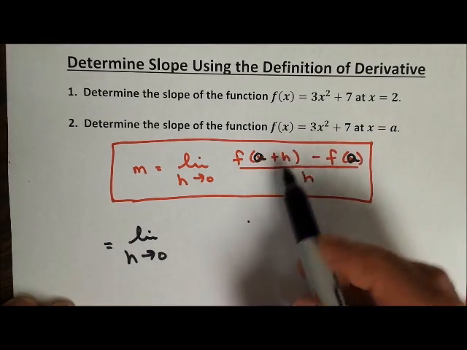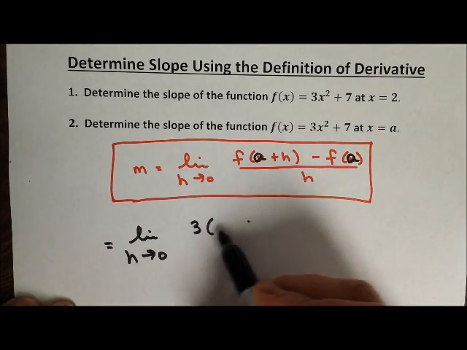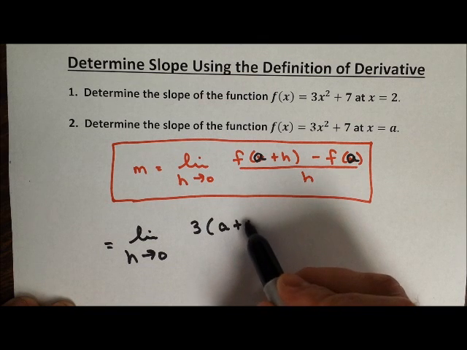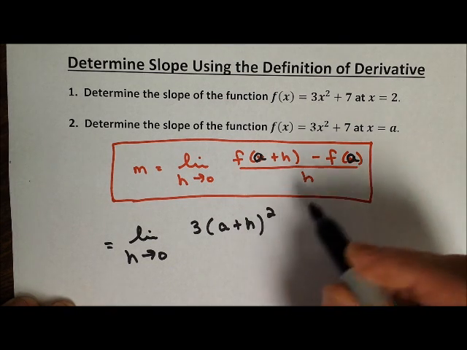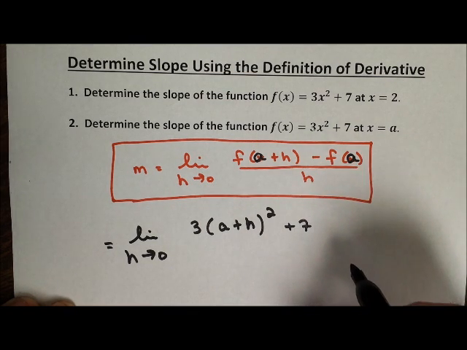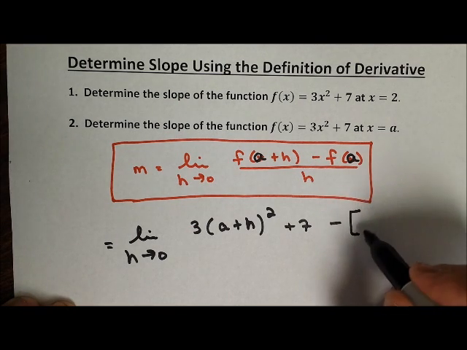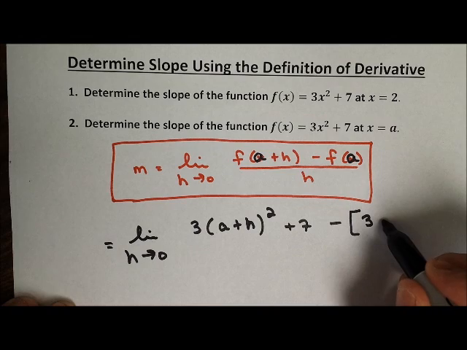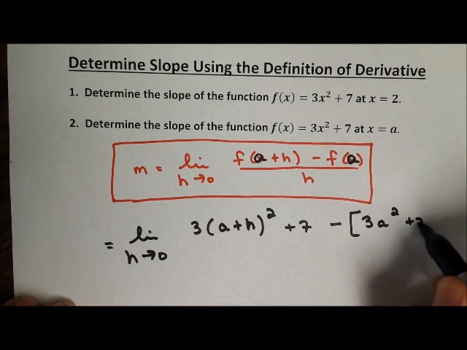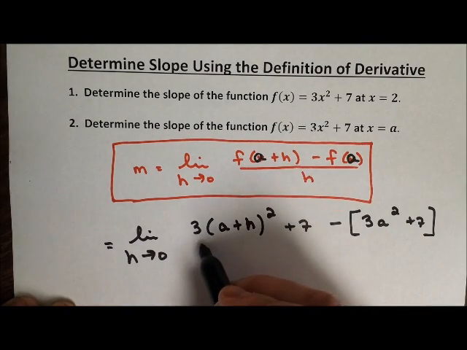So our slope is going to be, let's see, wherever there was an x, now we're plugging in a plus h. So that's going to say 3 times a plus h, the quantity squared, plus 7. That's f of a plus h, minus, here's f of a, which would be 3a squared plus 7, all over h.